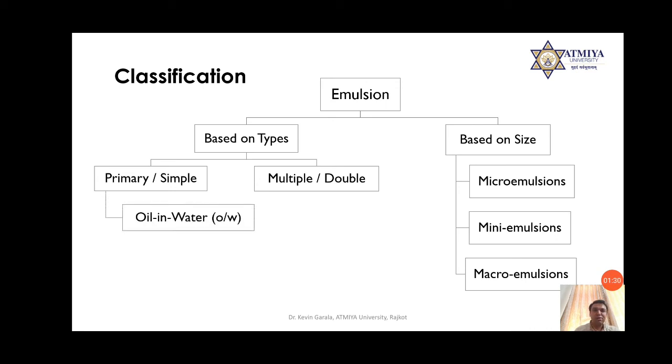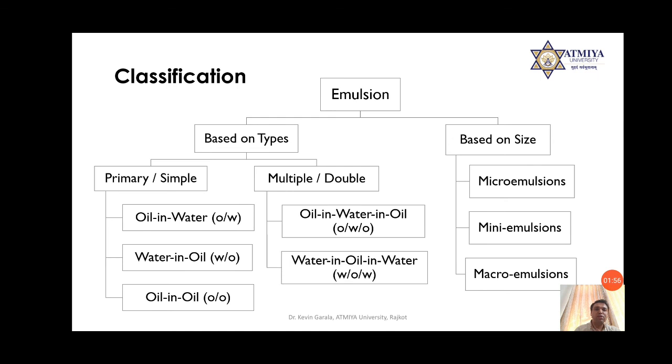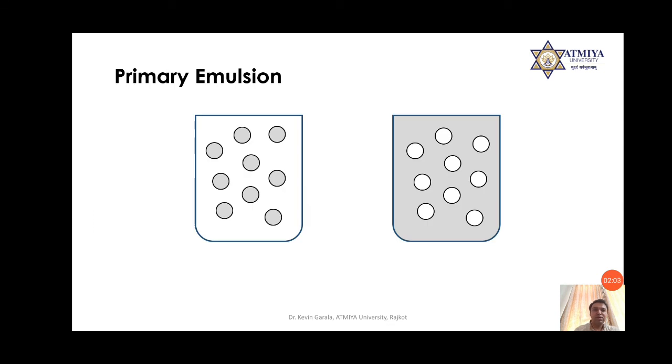Now primary emulsions are of two types: oil in water type of emulsion and water in oil type of emulsion. But sometimes a third one also exists, that is oil in oil type of emulsion. We will discuss later in this session what actually an oil in oil type of emulsion is. While multiple or double emulsions are, like, oil in oil and water in oil type of emulsion. Now we will discuss one by one.